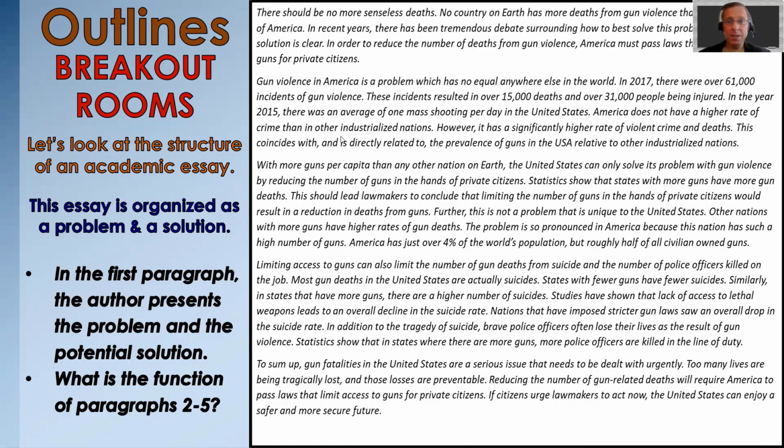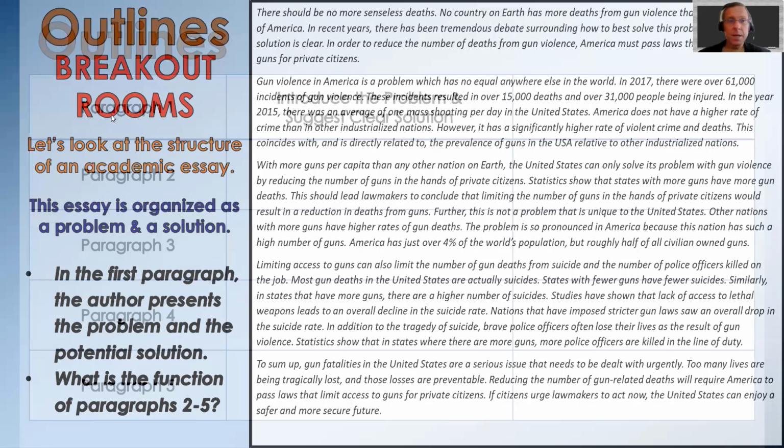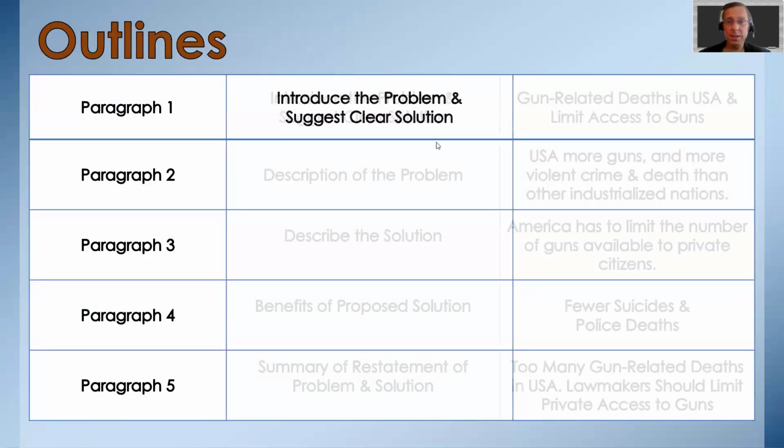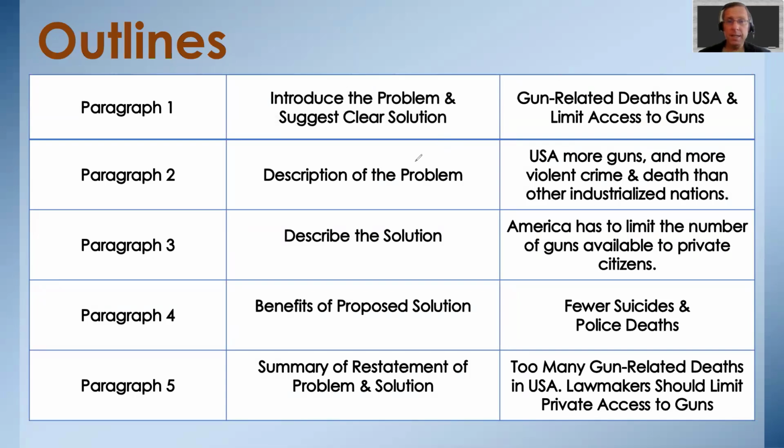Okay, welcome back. Let's go ahead and go over this. So in paragraph 1, the author introduces a problem and suggests a solution. In the second paragraph, the author describes the problem. He tells us that the US has more guns and more violent crime and more death than other industrialized nations. In paragraph 3, the author describes the solution. America has to limit the number of guns available to private citizens.